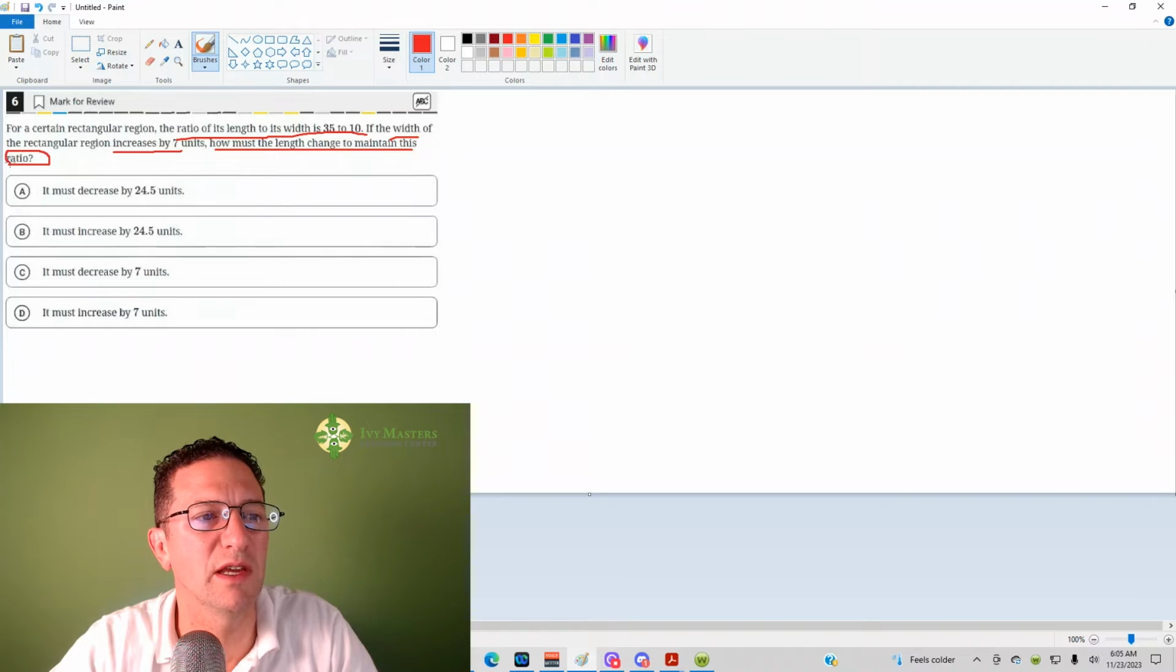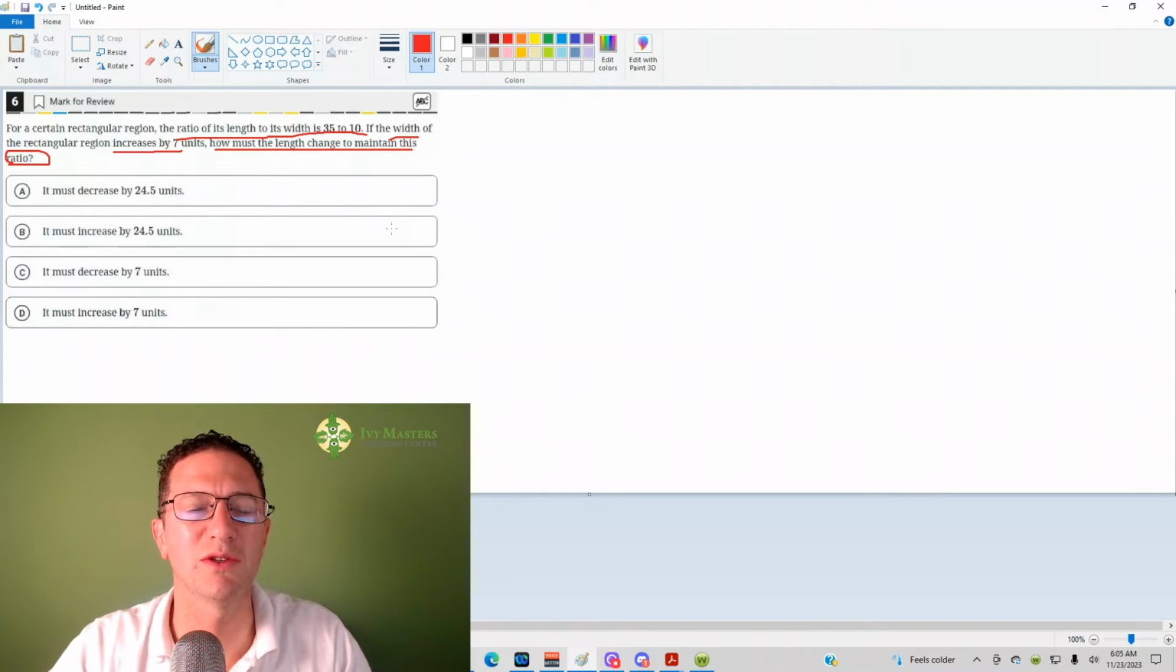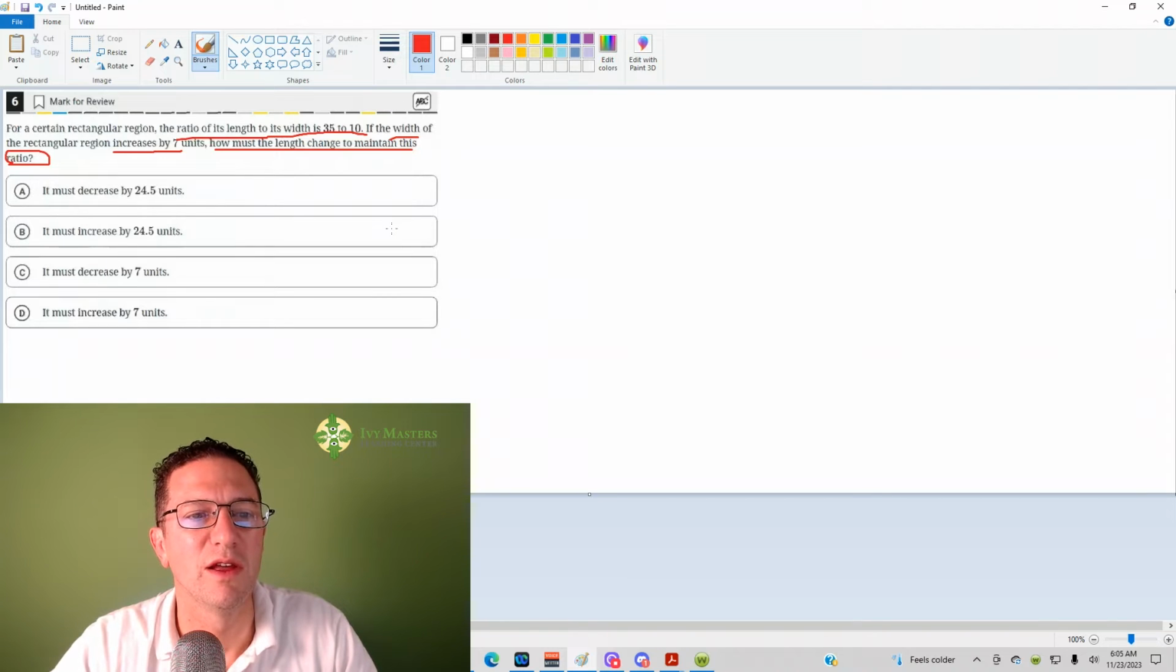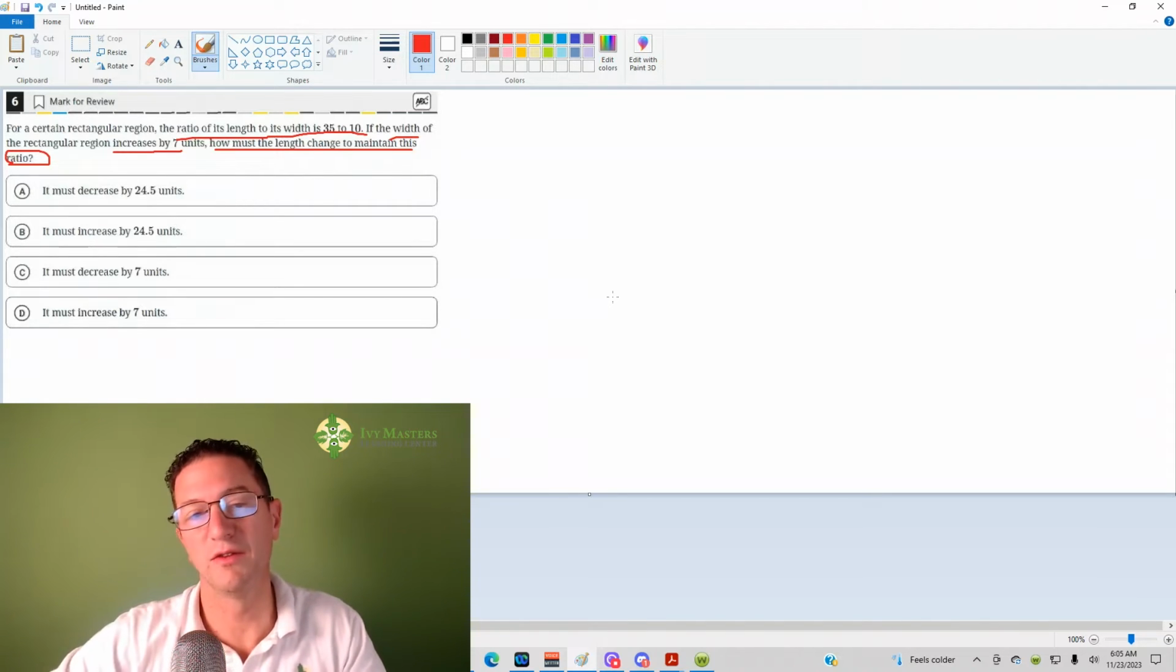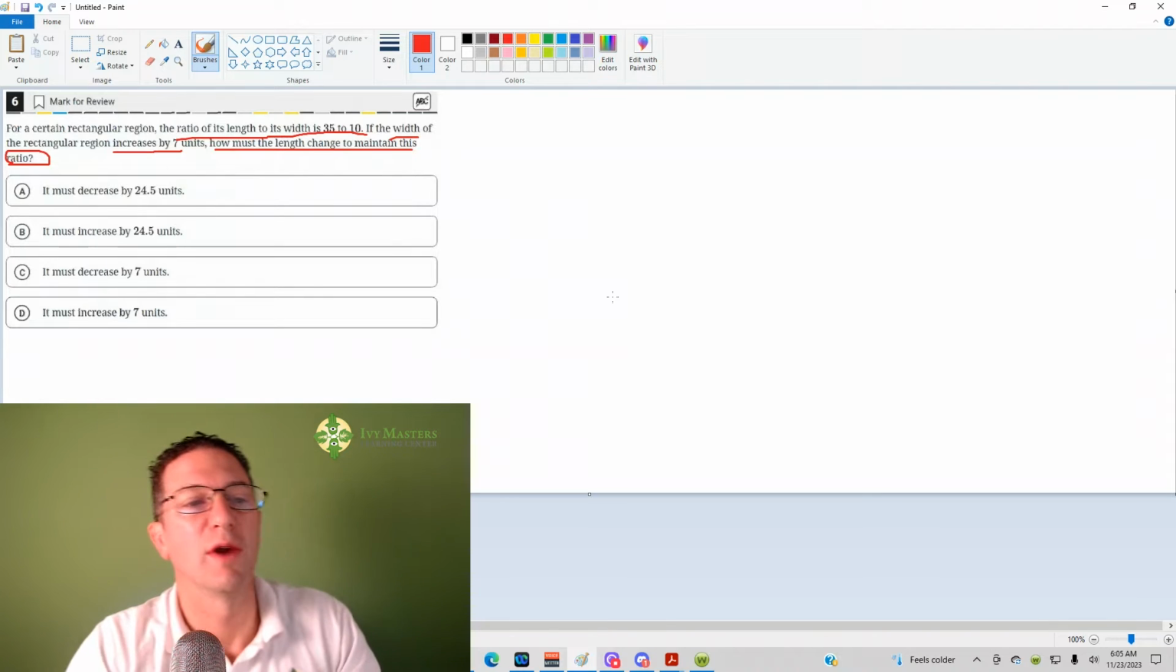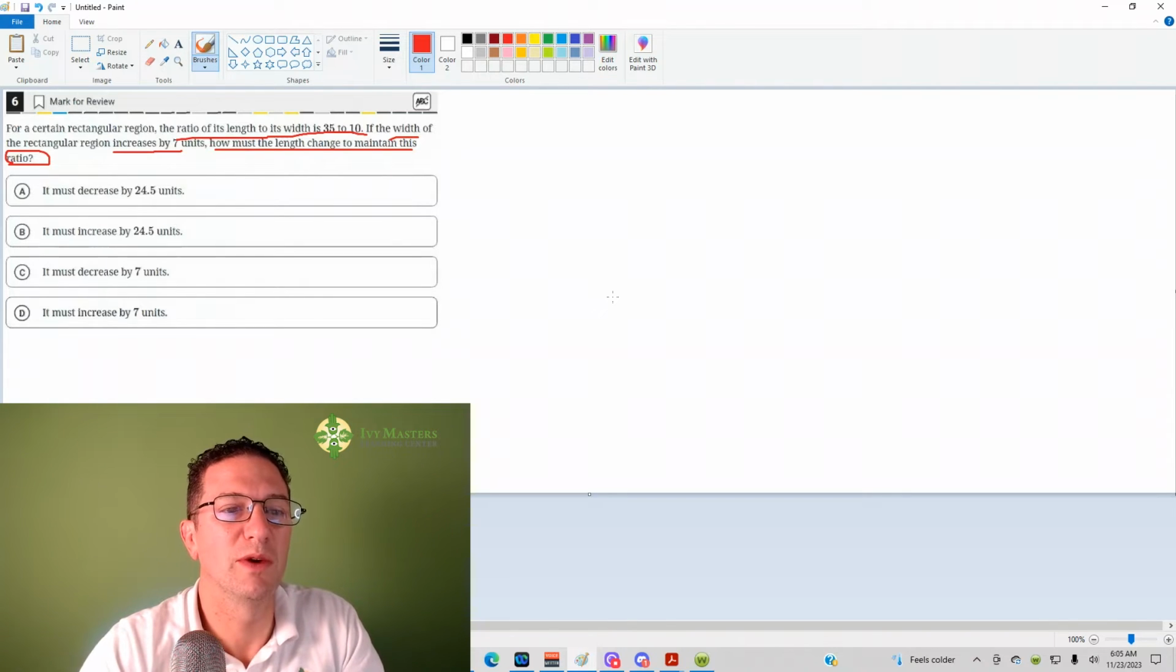So one common mistake here is for students to find the area and then try to find the new length to maintain the same area, but it's not asking about that. It's asking about the ratio of the length of the rectangle to the width. So what do we do?